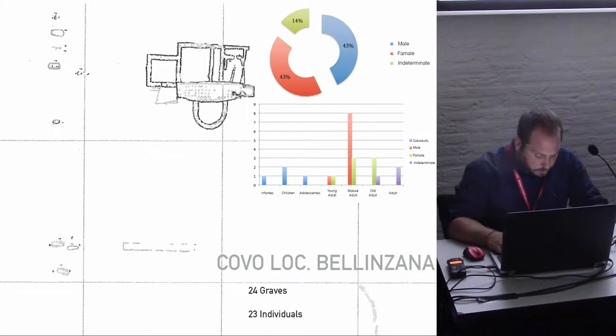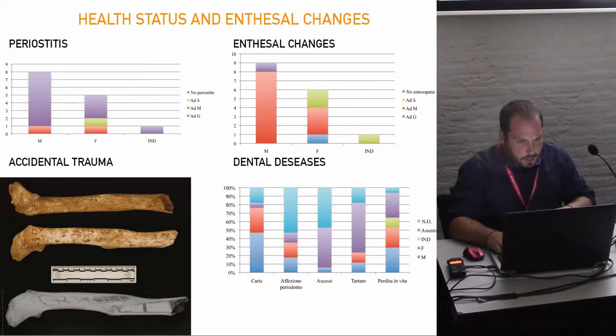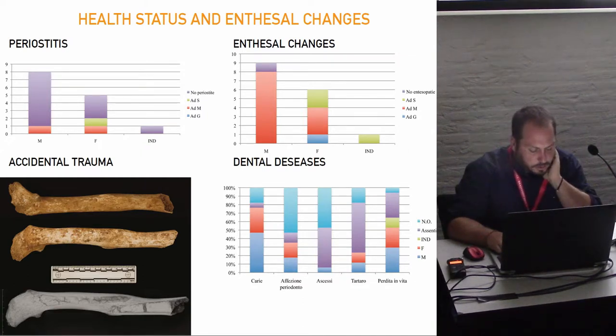Now the sites. Covo località Bellinzana is located near a Roman villa, which is west of the cemetery. In total, there are 24 inhumation graves with 23 individuals. You can see the distribution of the population by sex and age at death. About the health status of the population, the study showed a generally fair health status.